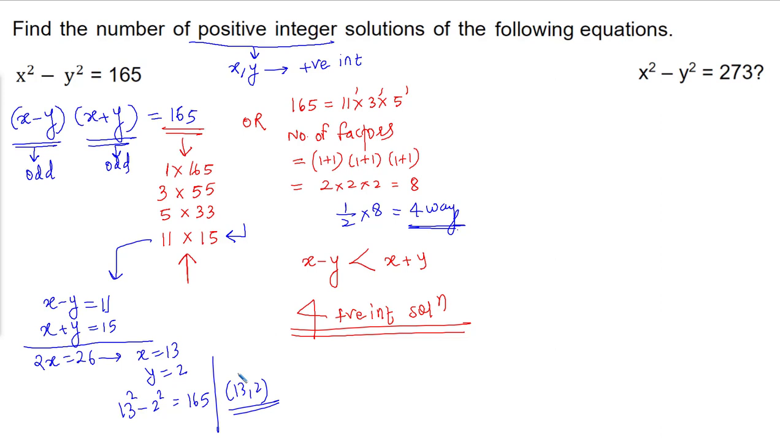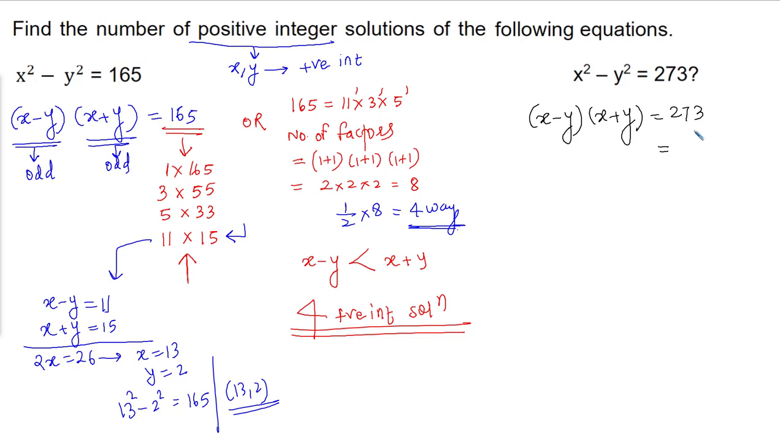Now on the same lines we can solve the second special equation also. The second special equation is x square minus y square is equal to 273. So let's do it the same way. The first step is factorization. (x minus y) into (x plus y) is equal to how much? 273. In how many ways can we express 273 as a product of two numbers? For that we need to prime factorize. This is divisible by 3. 3 into 91, that is equal to 3 into 13 into 7.